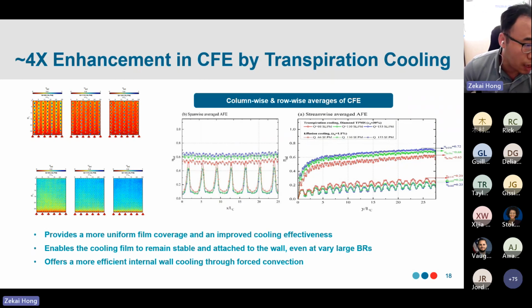Just to highlight a couple of the benefits of transpiration cooling, it's apparently more uniform film coverage. It enables the cooling film to remain stable and attached to the wall even at very large flow ratios. It offers more efficient internal wall cooling through forced convection. So there are a lot of benefits of this type of transpiration cooling.